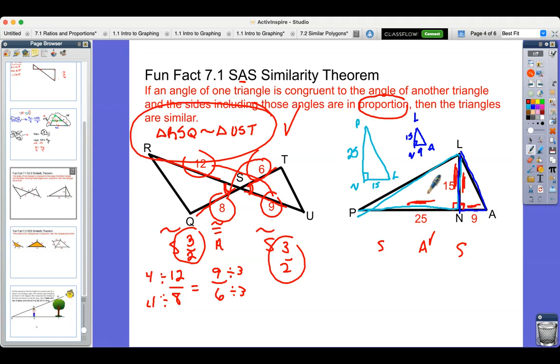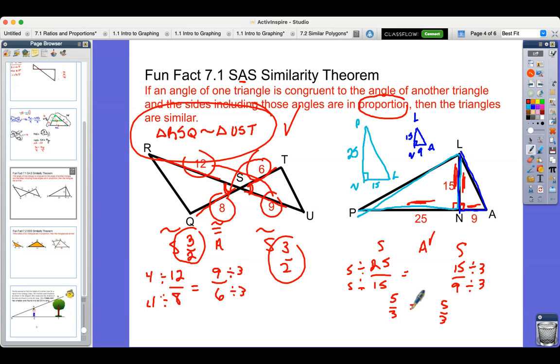Let's look at these two sides. I'm going to do long side to short side: 25 to 15 should be proportional to the long side to short side of this one, long side 15, short side 9. You can cross multiply and check it that way, but let's reduce it first. These reduce by 5, so we're left with 5 over 3. These reduce by 3, and you're left with 5 over 3.